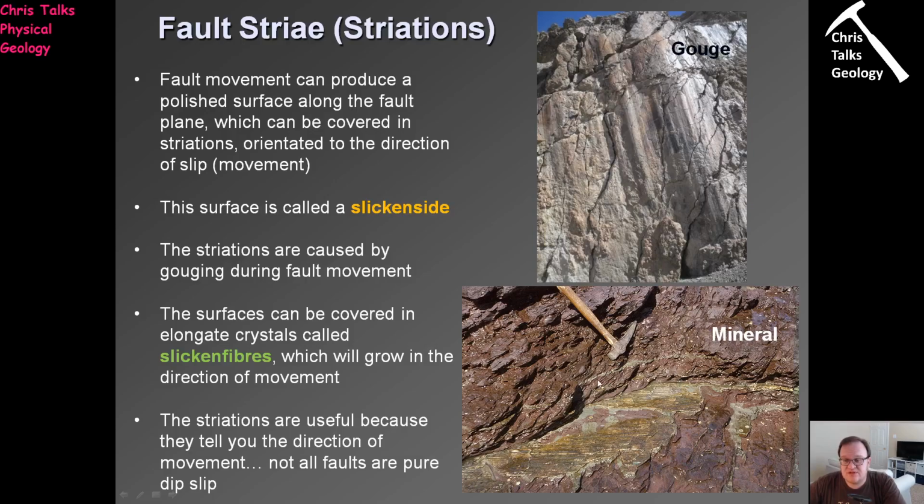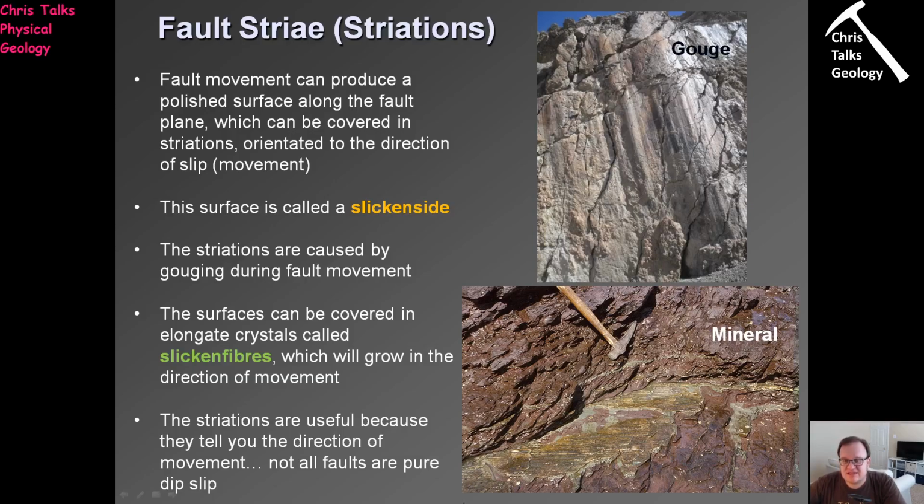So if we have a look at this picture down here, what you'll notice is one side of the fault is this kind of rusty red rock. The other side of the fault is also a rusty red rock. However, you'll notice the striations in this instance are picked out by a rather grubby looking kind of green-yellow mineral. So what's this? Well, these are elongate crystals which have been produced as the fault has grown.